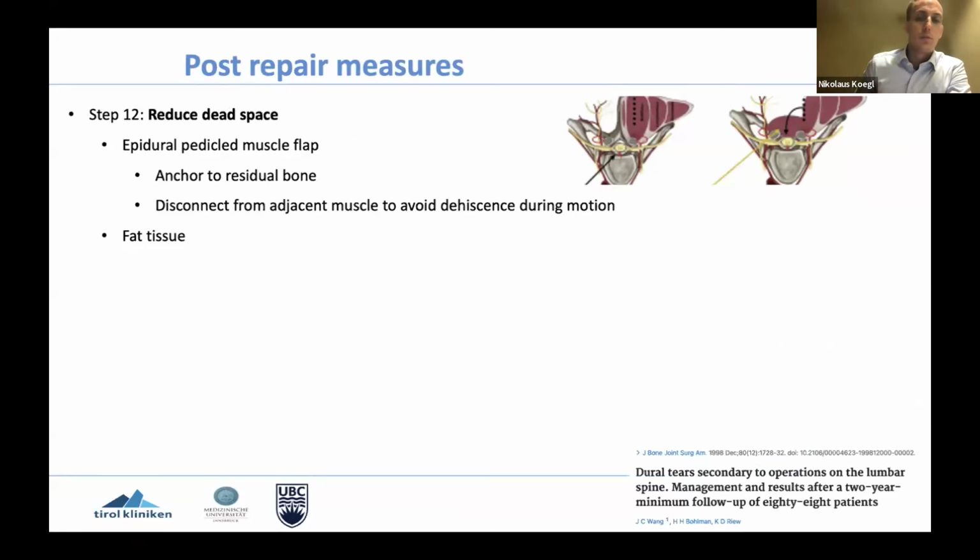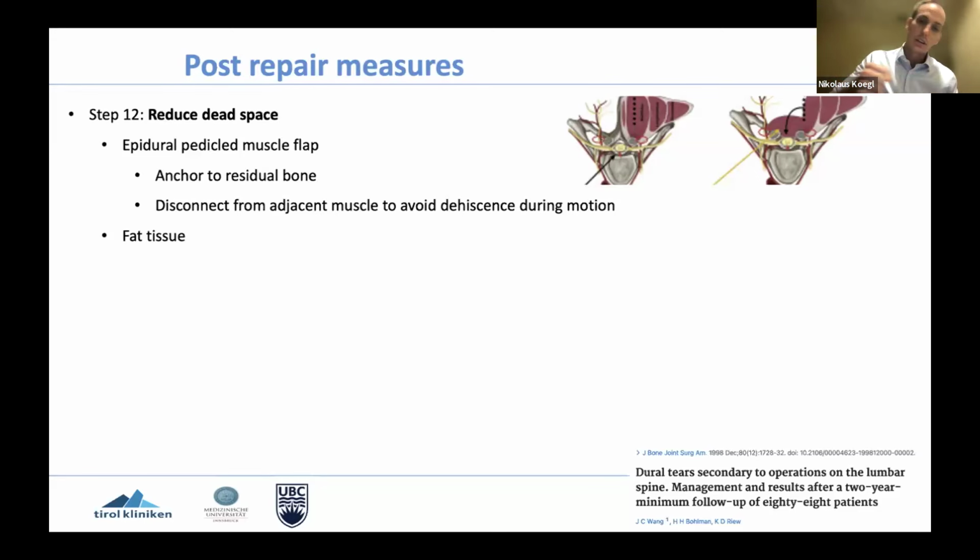The fascia, as was mentioned before, is kind of the go-to strategy, but it is associated with pain and discomfort for the patient. You may just use the multifidus, but keep in mind to disconnect it to some extent, so when the patient is up and moving, it doesn't pull all the time.